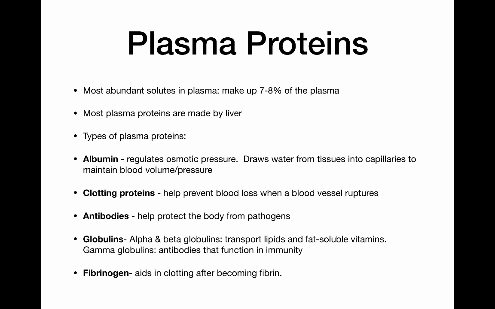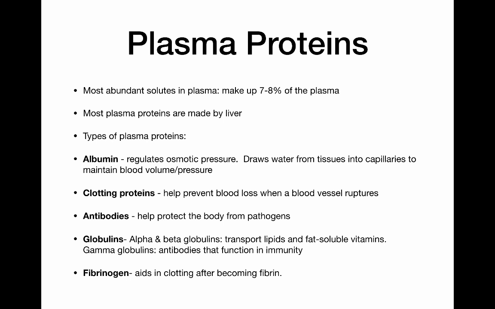So let's talk about the plasma proteins for a minute. This is something I would like you to remember. Of all the solutes in the plasma, these are the most abundant, and just shy of 10% of the plasma solutes are going to be plasma proteins. These proteins are made by the liver, and there are a couple important ones I mentioned earlier, but we'll talk about them again quickly. So albumin is the primary plasma protein, and that means it's the one in the highest amount in the blood.